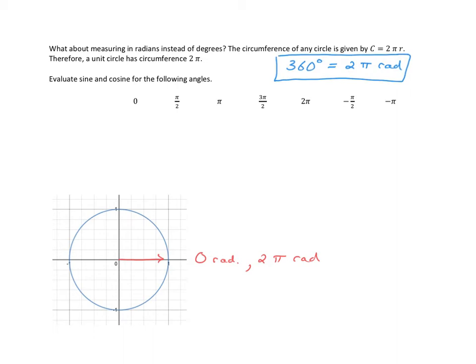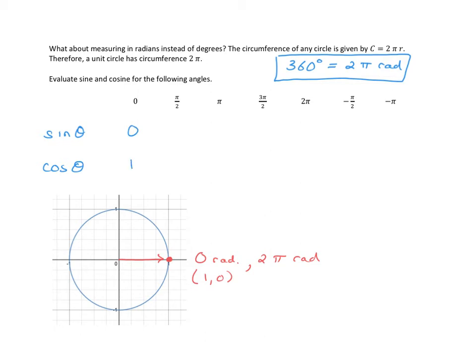Anyway, with this new angle measurement, you can still think about what sine and cosine are equal to for these radian measurements. Well, to start with, if this is 0 radians, we're still talking about this point here that has an x-coordinate of 1 and a y-coordinate of 0. So sine and cosine are, again, the x and the y value. Sine of 0 radians is 0, and cosine of 0 radians is 1.